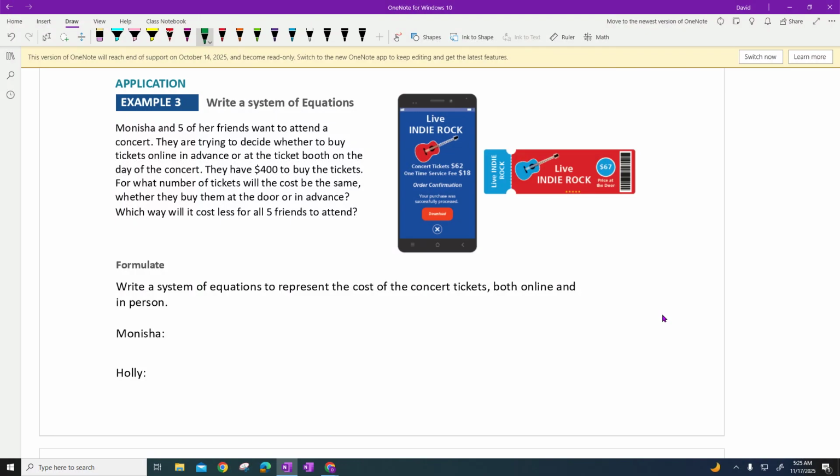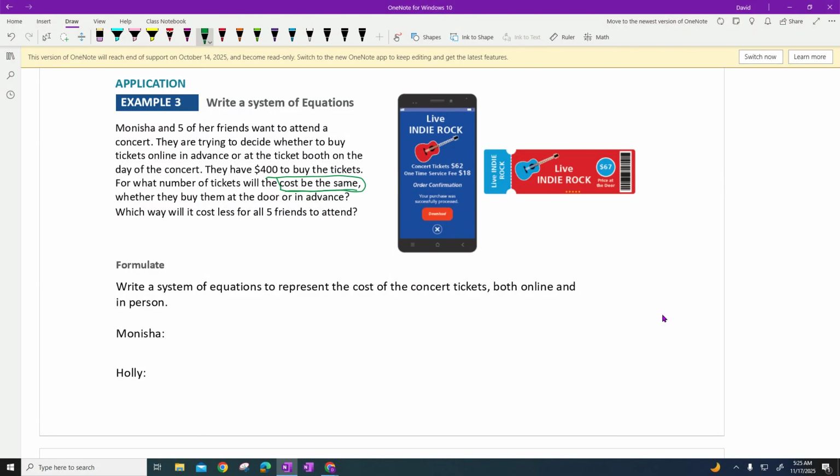For a number of tickets will the cost be the same? So that's a big problem right there, is I want to know when they're going to be the same, whether they buy them at the door or in advance. Which way will it cost less for all 5 friends to attend?